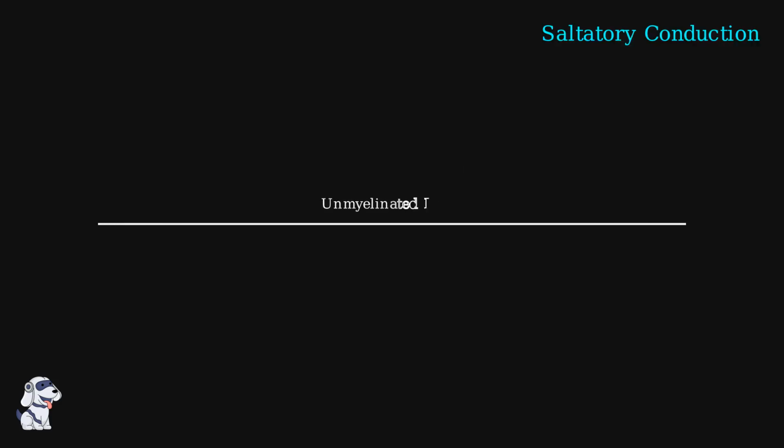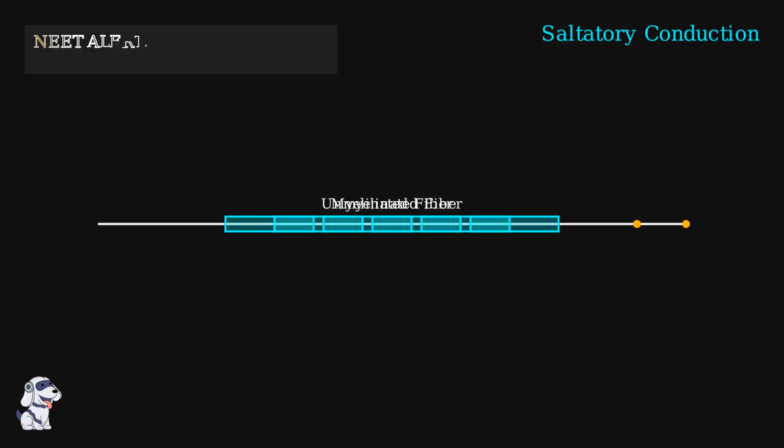To understand how impulses travel rapidly, we compare 2 types of nerve fibers. On top is an unmyelinated fiber, where the signal must travel continuously along the entire membrane. In contrast, myelinated fibers use the myelin sheath as an insulator. The electrical signal jumps from one node to the next. This is known as saltatory conduction. Saltatory conduction is significantly faster and saves metabolic energy by restricting ion flow to the nodes of Ranvier.